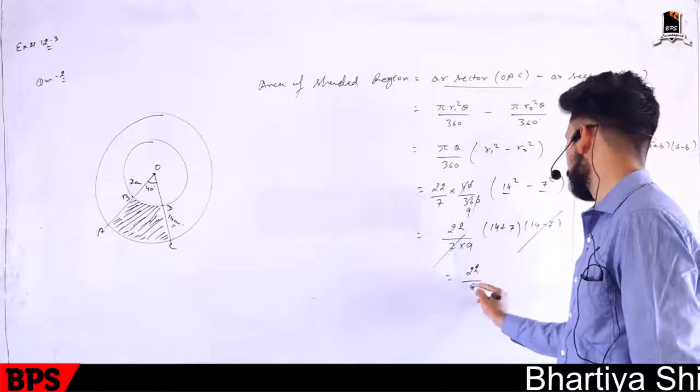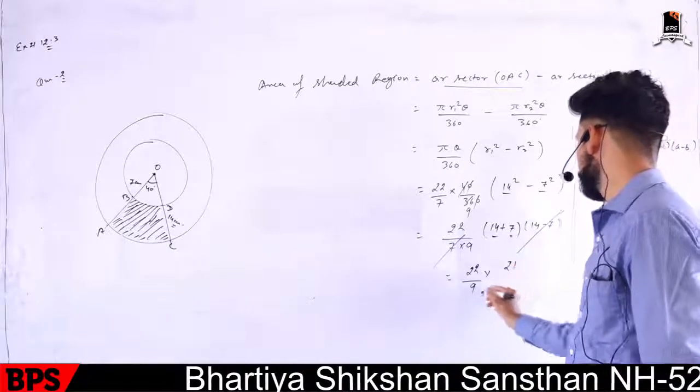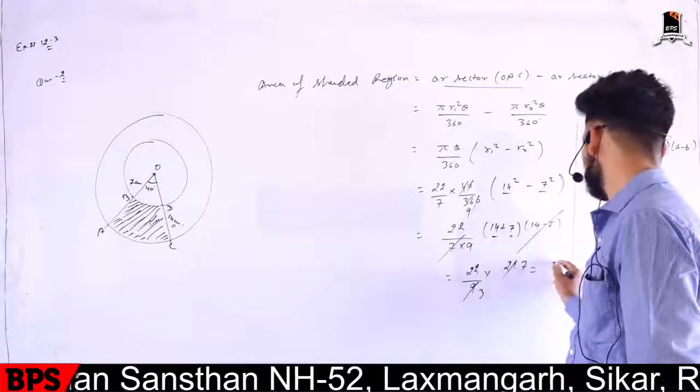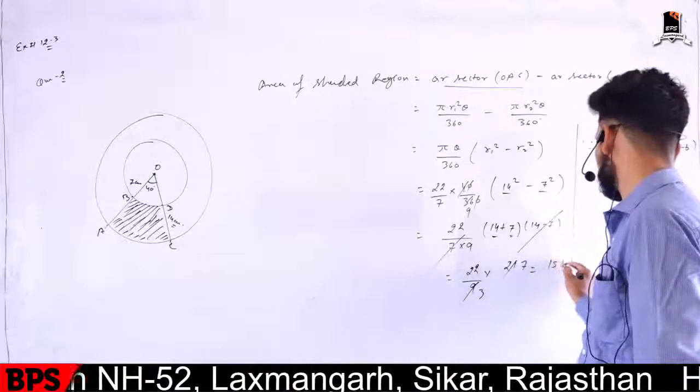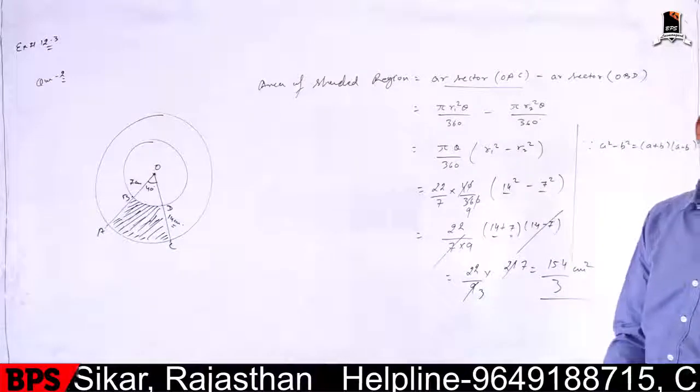So 22 upon 9 into 7, 14 plus 7 is 21. That is, 3 times cancels, 3 times 3, and that is 7 times. So 22 into 7 is 154 upon 3 centimeter square. That is our final answer.